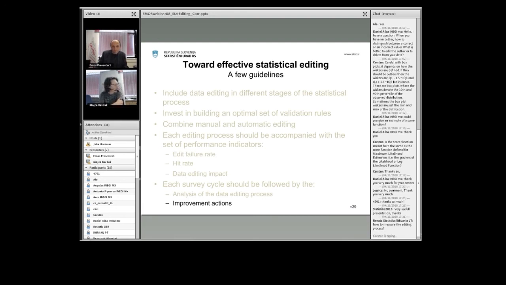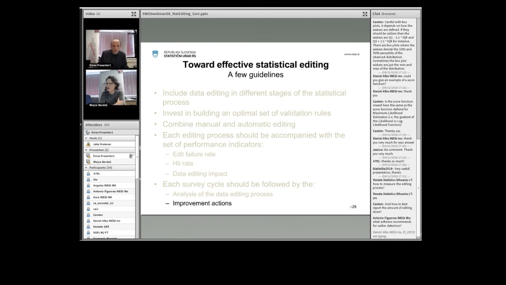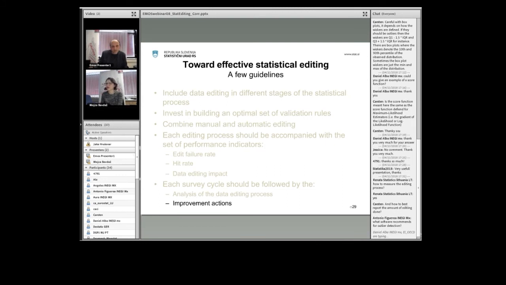How to measure the editing process? You mean the quality of the editing process? I guess so. Yes. I think the only way is that you really define, let's say, what I mentioned, quality indicators or performance indicators. So the solution is that you really try to assess the process immediately when you do the editing, and that you analyze afterwards.